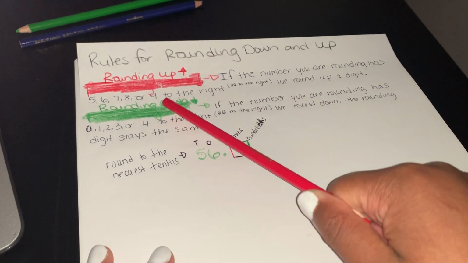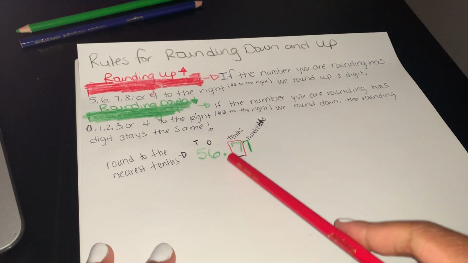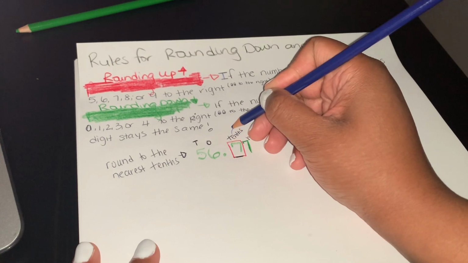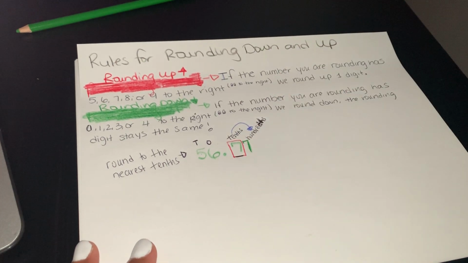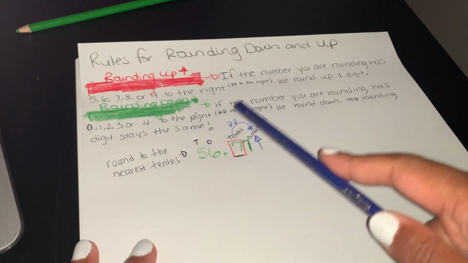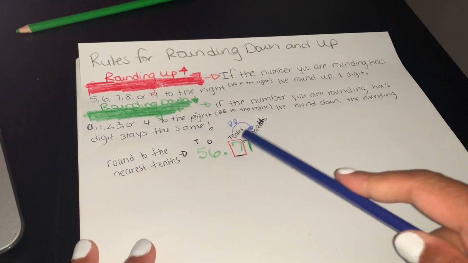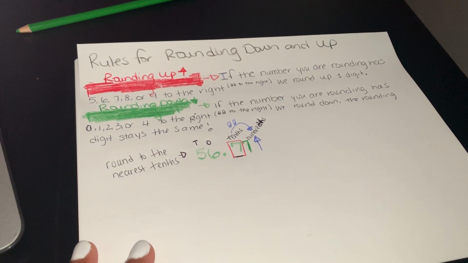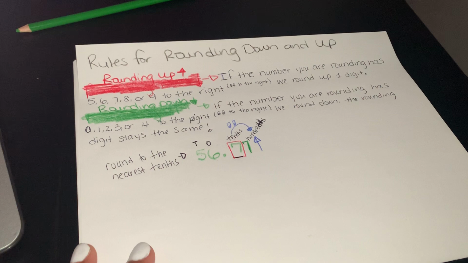Now, I told you guys to look to the right. What's to the right? Oh my goodness, it is a 7. And this hundredths place is also to the right. Because it's a 7, I am rounding up. I'm not rounding this 7 up; I'm rounding what I put in the box up. So I'm going to round that 7 up one digit. If I add 1 to that 7, it becomes, yes, an 8.